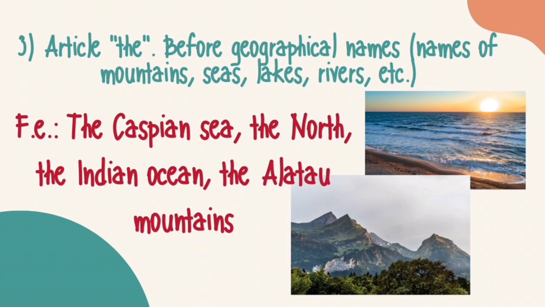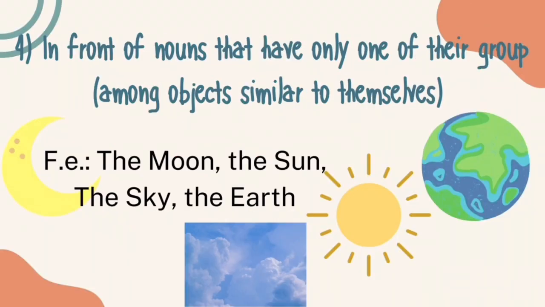The third, before geographical names, names of mountains, seas, lakes, rivers, etc. The Caspian Sea, the North, the Altai Mountains, the Indian Ocean. The fourth, in front of nouns that have only one of their group. The moon, the sun, the sky, the earth.